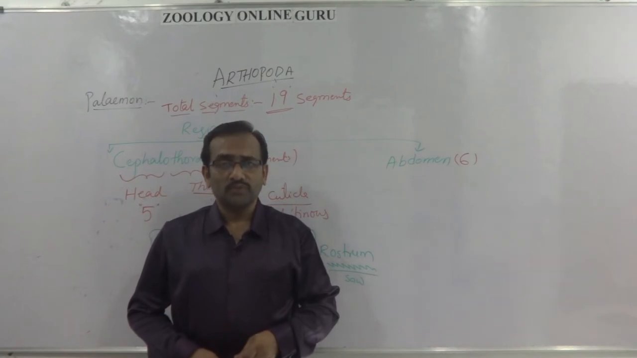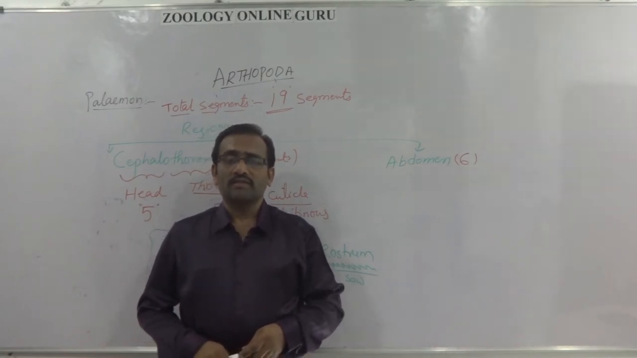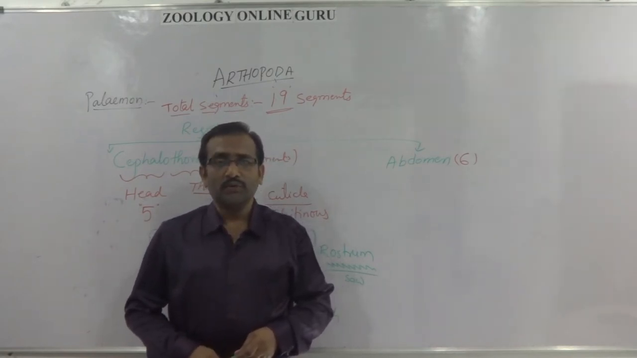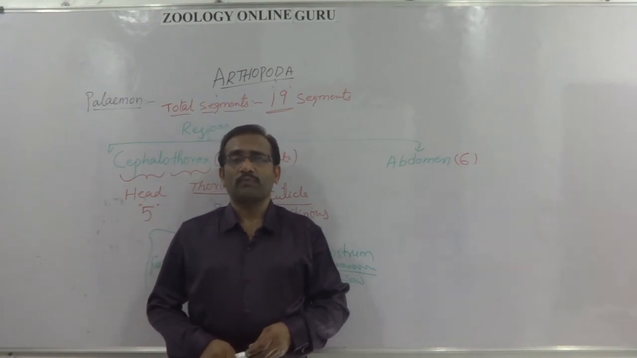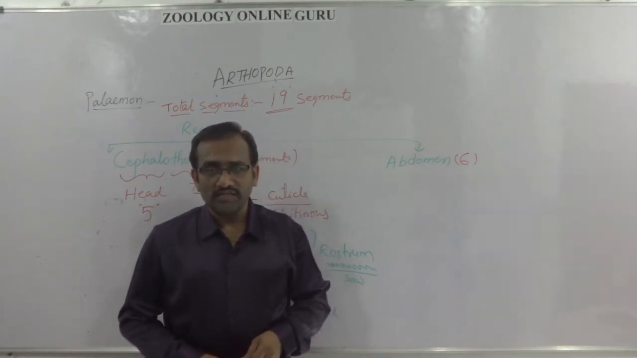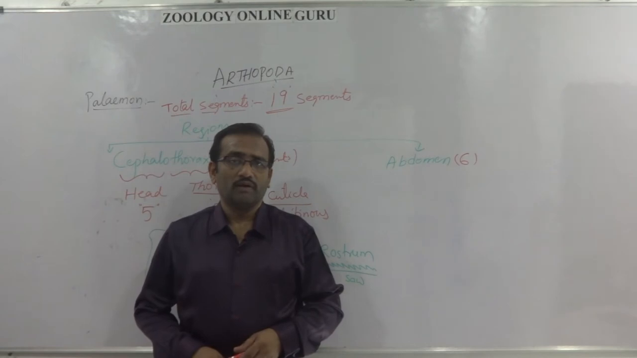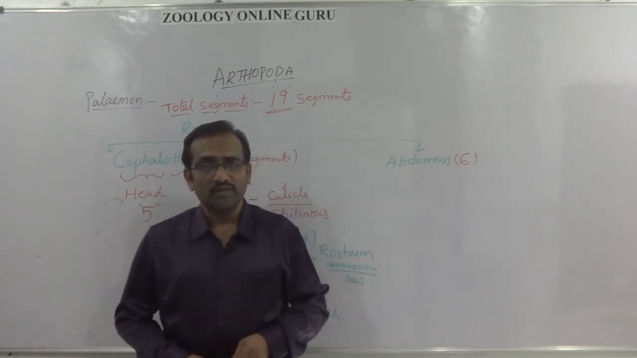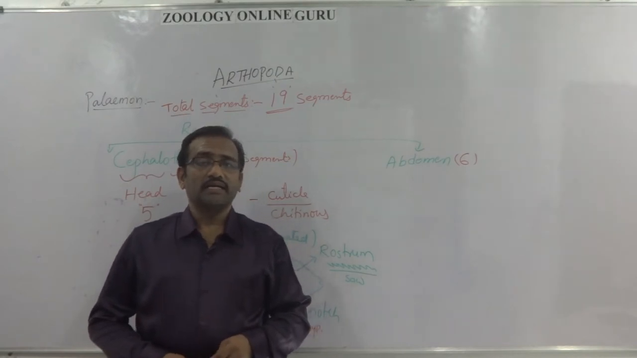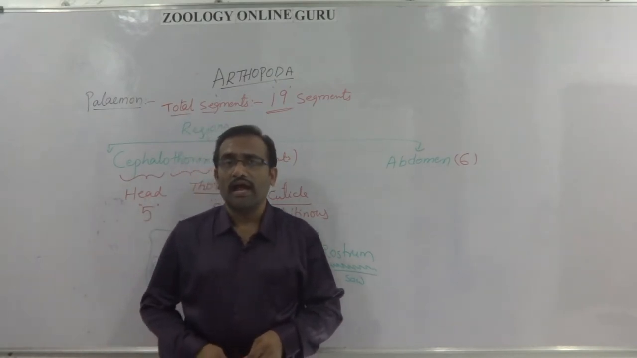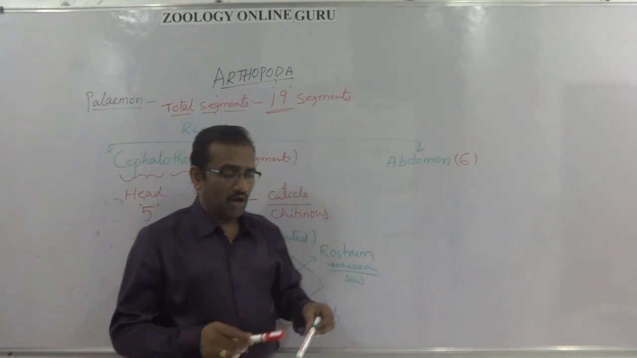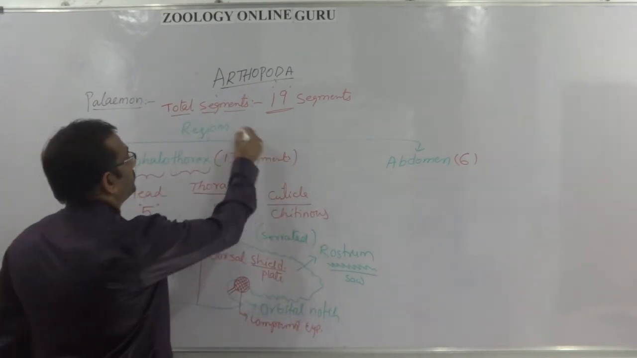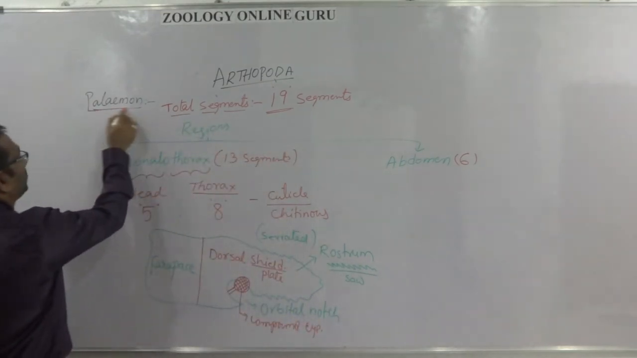Palaemon malcolmsoni is another name for the prawn. The new name is Macrobrachium malcolmsoni. We are discussing now Palaemon, a nocturnal, omnivorous animal, and it has a great property called autotomy. Autotomy is one of the properties of the prawn or Palaemon.